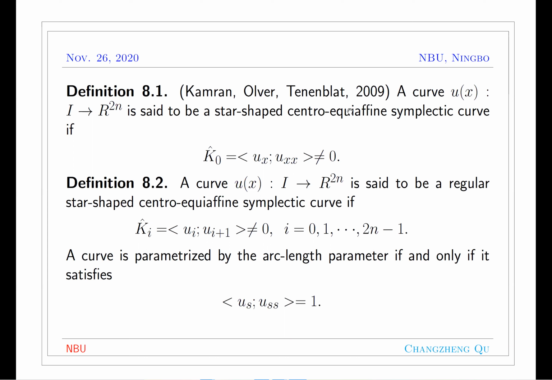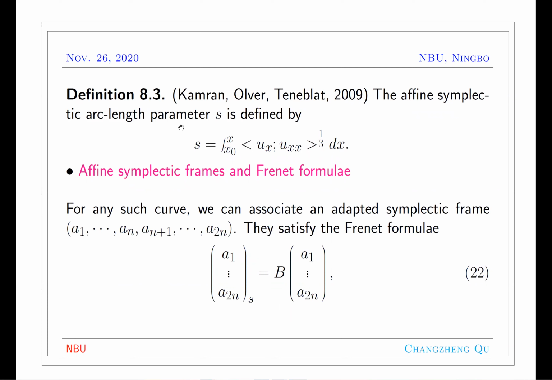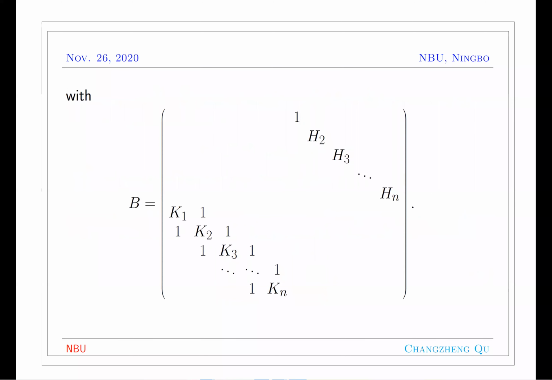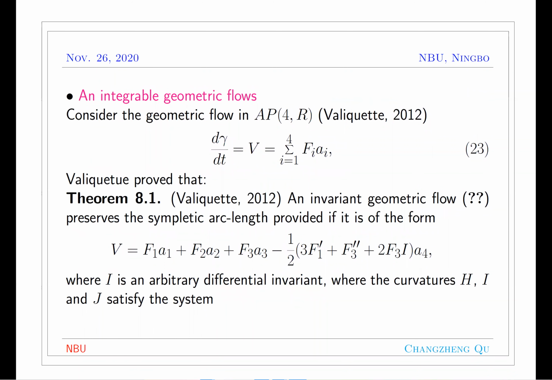This should be the affine symplectic curve. The arc length satisfies this one. So this is the affine symplectic arc length parameter defined by this one. The Frenet formula is about the same as in the central equi-affine case. So what is the question?